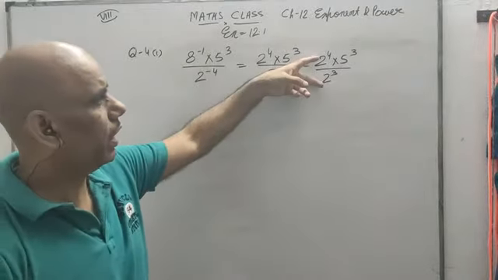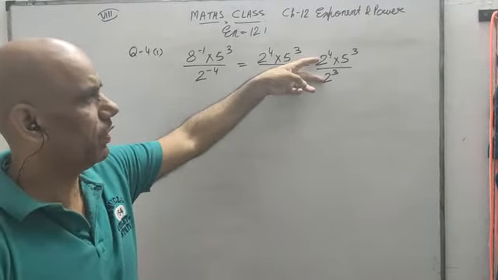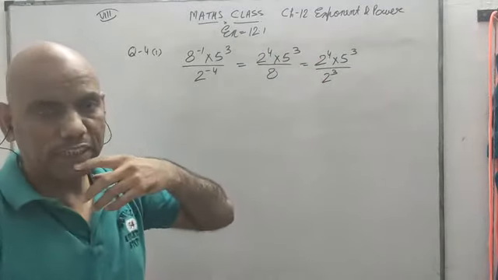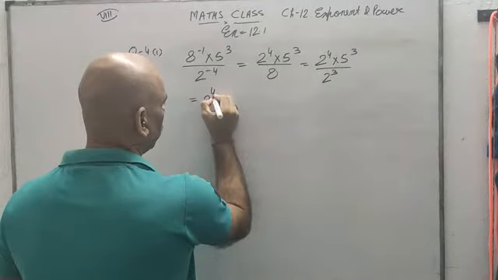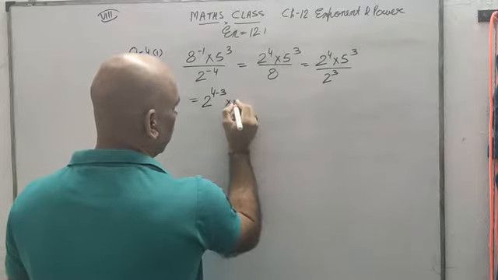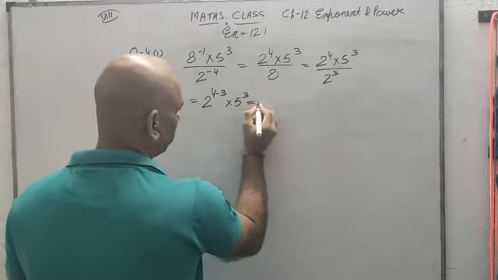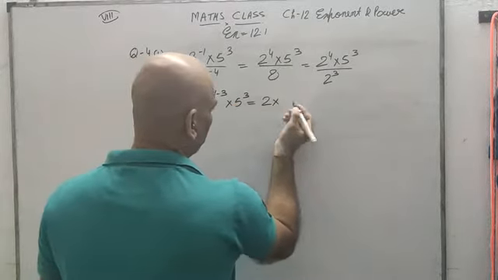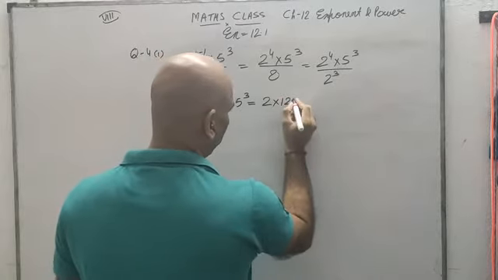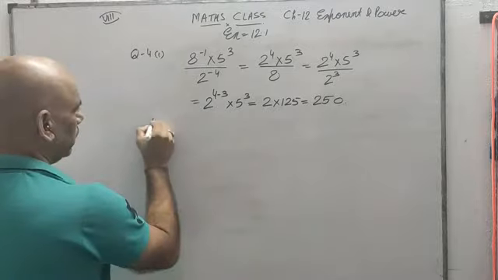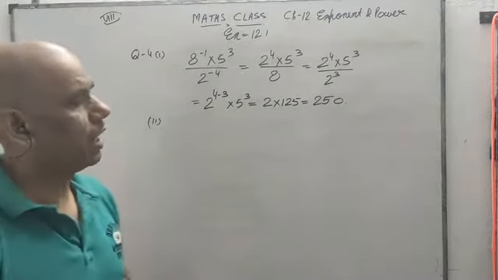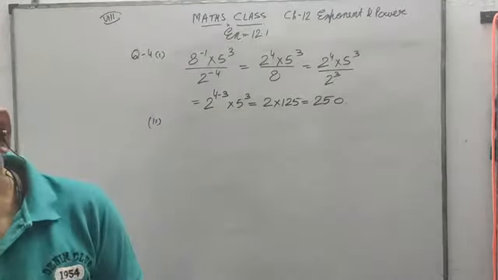Now here I will apply the law of exponent, in which when the base is in division, powers will be subtracted. So 2 to the power 4 minus 3 into 5 to the power 3, and then it becomes 2 into 5 to the power 3, which is 125, and the whole answer is 250. So this way, this is the solution of part 1 of question number 4.